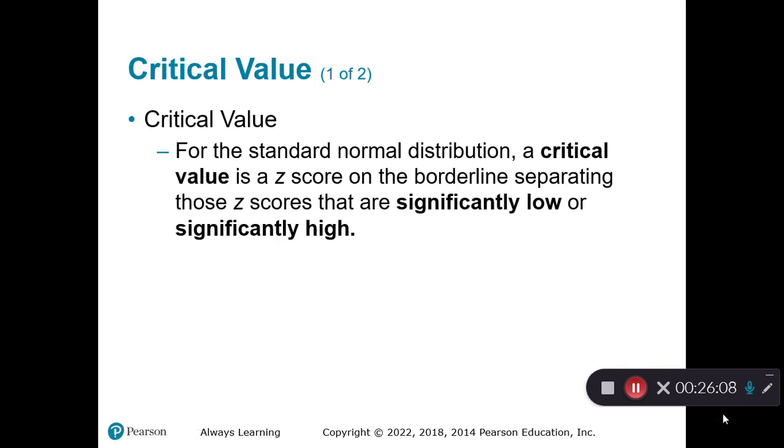And the reason we do this is because for the rest of this course, we're going to be talking about values called critical values. Critical values are nothing more than cutoff scores or thresholds. When we're talking about probability or hypothesis testing, which we'll get to in a later chapter, we're going to be establishing these cutoff scores or thresholds, and they're going to correspond to critical values. For the standard normal distribution, a critical value is a z-score on the borderline separating those z-scores that are significantly low or significantly high.